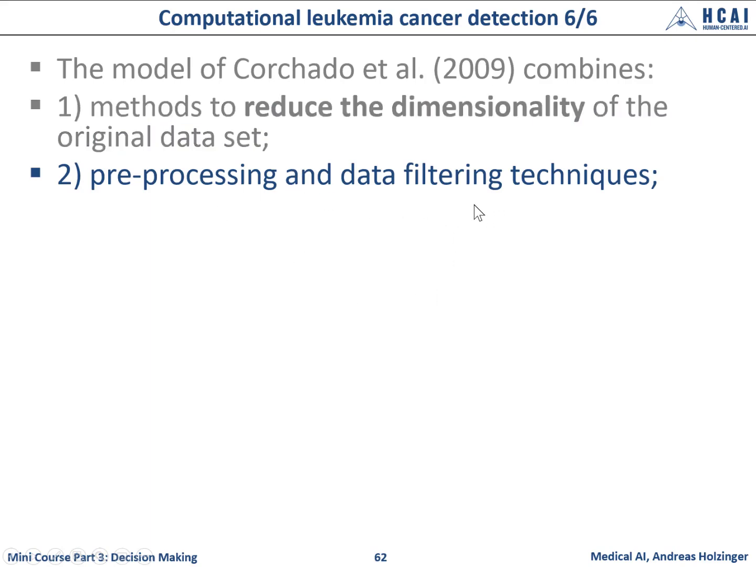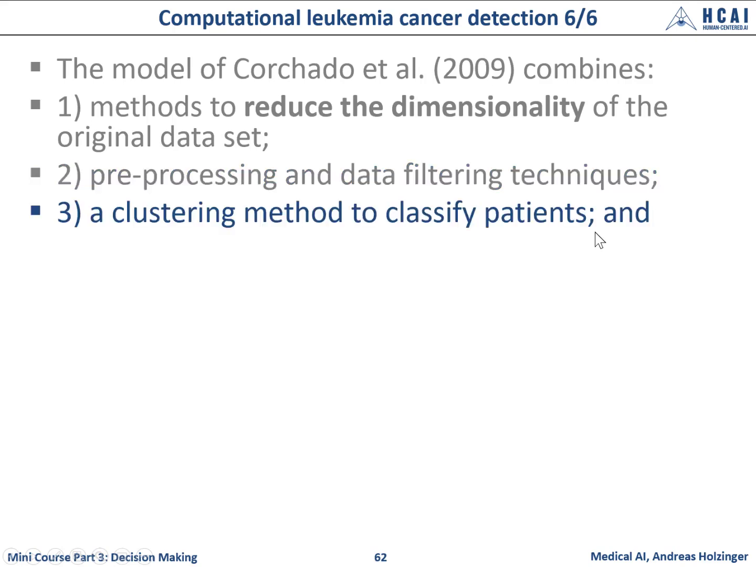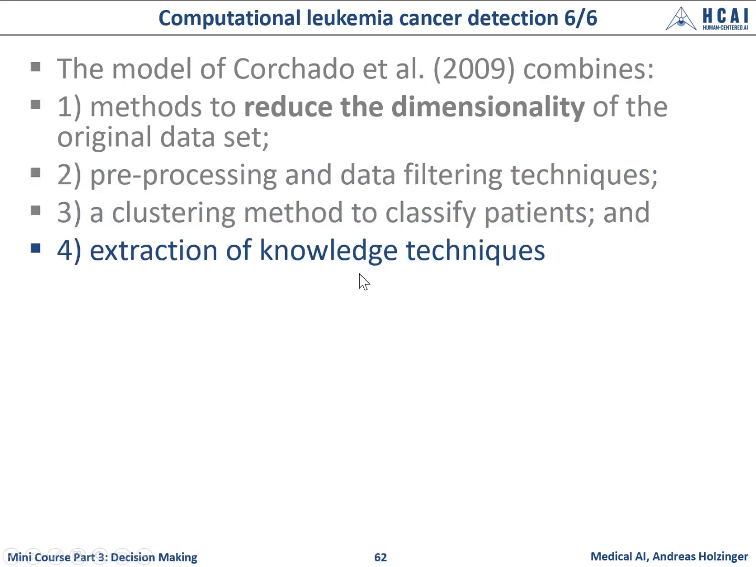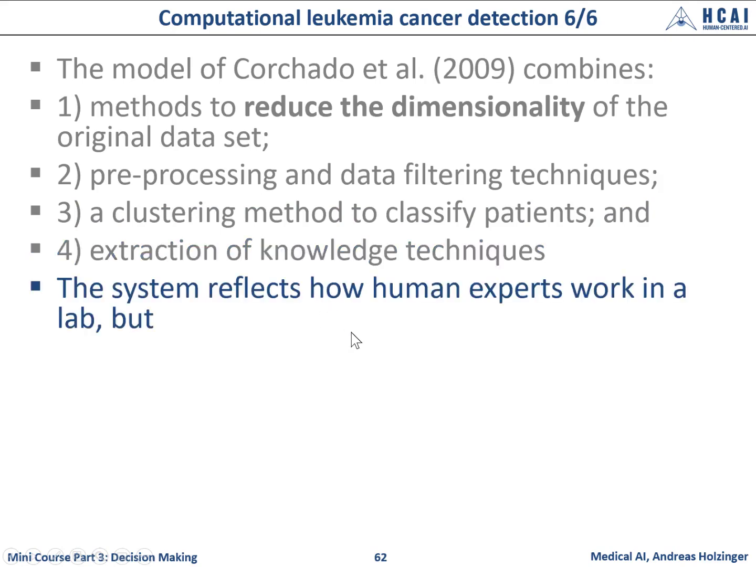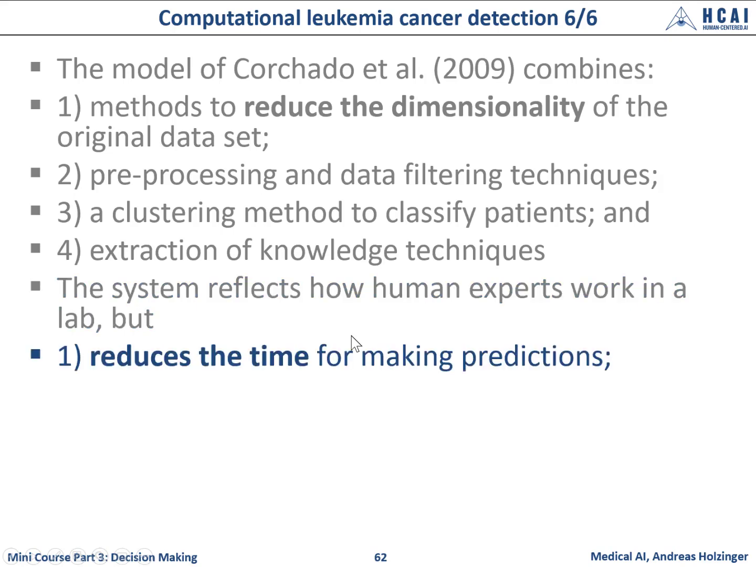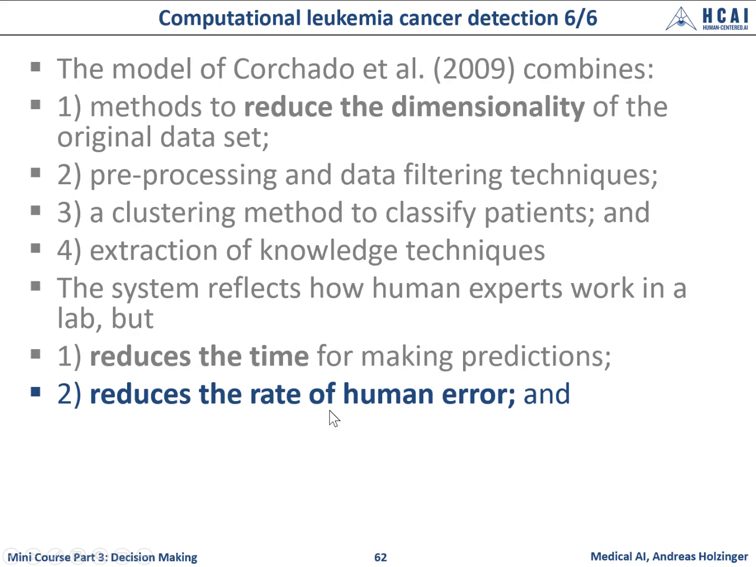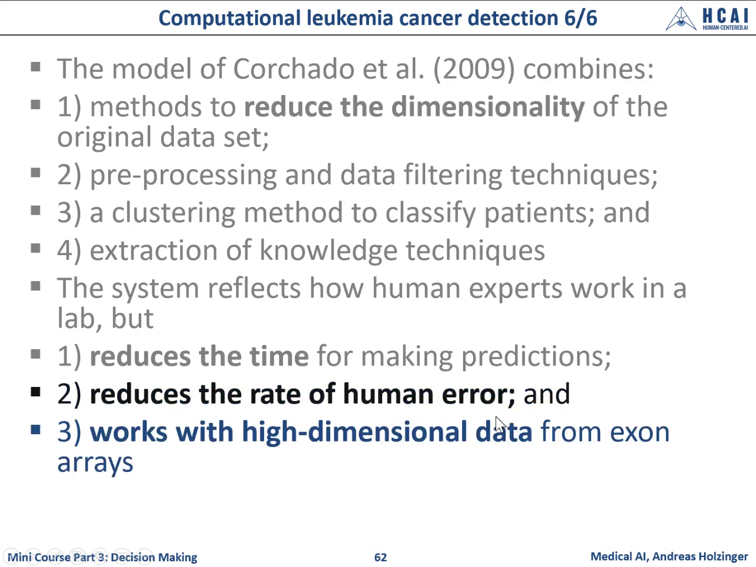Then they do pre-processing and data filtering techniques to raise the quality of the data, for example, and then a clustering method to classify the patients, and then to do extraction of knowledge techniques. And finally, they visualize it. And this system reflects how human experts work in the lab, but also this is in real action, and therefore I'm showing it to you. This reduces the time for making prediction and reduces the rate of human error.